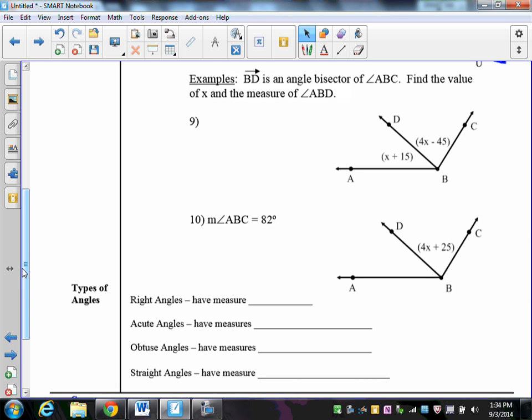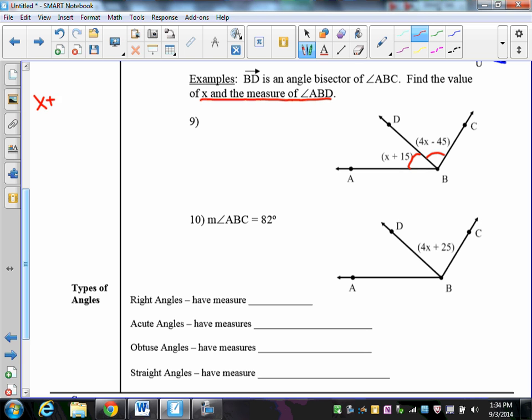So our last 2 examples here, we have ray BD is an angle bisector. So again, that means it cuts angle ABC in half. Find the value of X and the measure of angle ABD. So you always want to make sure you're solving for what it asks you for. Since this is an angle bisector, ray BD, I know that these 2 angles are congruent. They're equal.